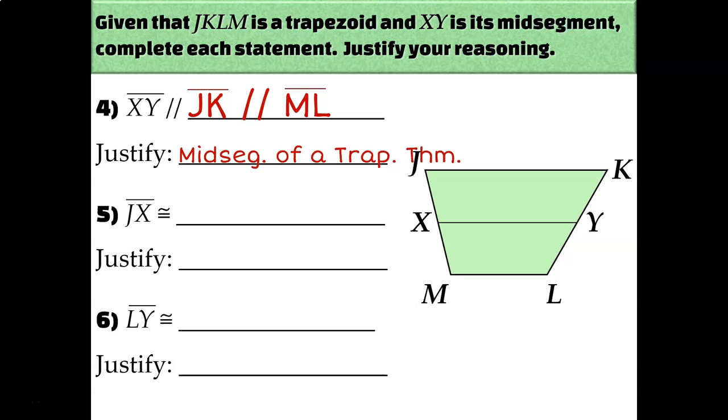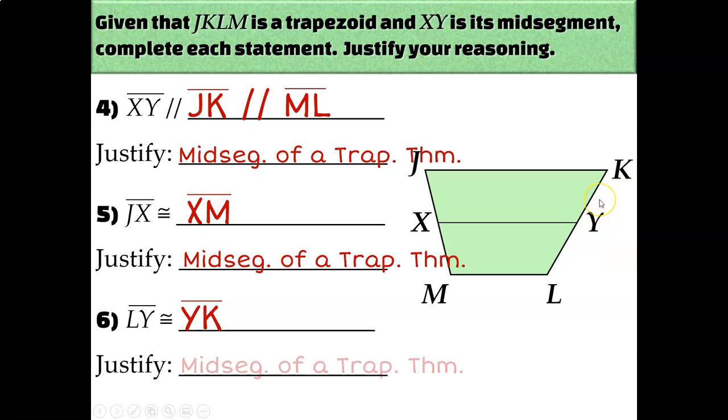But what about JX? What is JX congruent to? Well, JX has to be congruent to XM because of the midsegment of a trapezoid theorem as well. That has nothing to do with whether the trapezoid was isosceles or not. Midsegments always connect the midpoints of the opposite sides of the trapezoid, regardless of whether those opposite sides are congruent or not. So JX has to be congruent to MX, and LY has to be congruent to YK because of the midsegment of a trapezoid theorem.